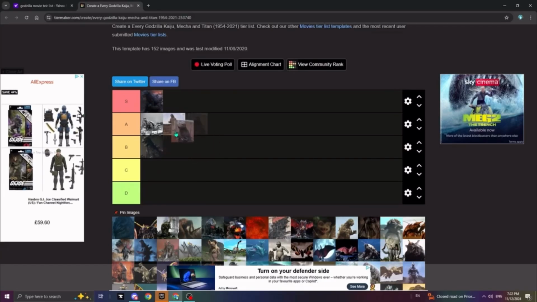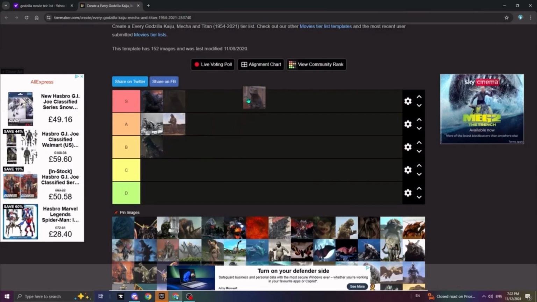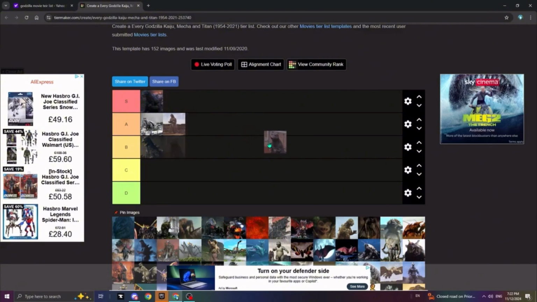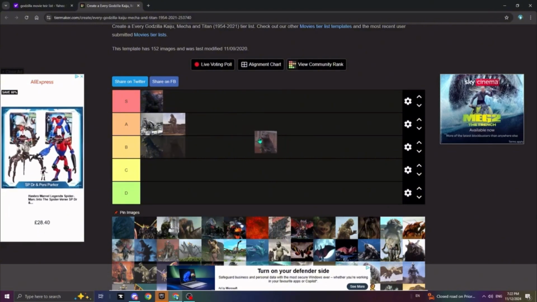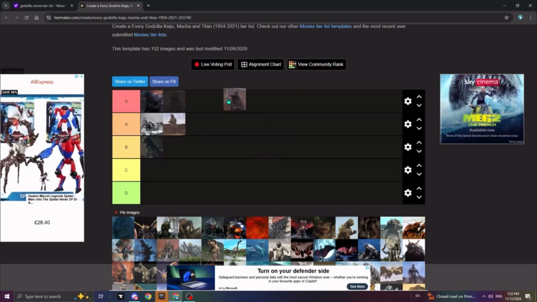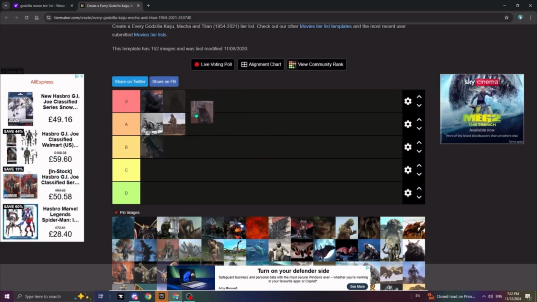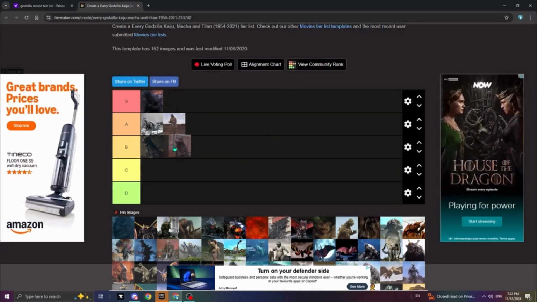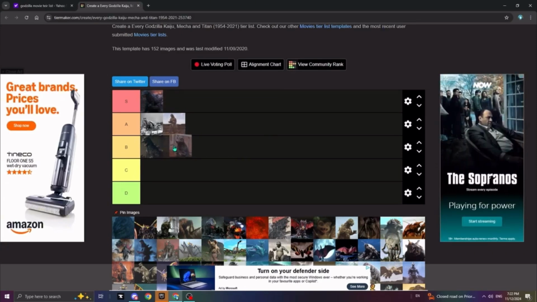Now we have the little Godzilla from Godzilla vs. Mechagodzilla 2. I like this more than the Godzilla vs. Space Godzilla design, because they're not supposed to make him look like a Sesame Street character. But compared to the one from Godzilla vs. Destroyah Jr., yeah, it's not very good. But yeah, we'll put it in B.